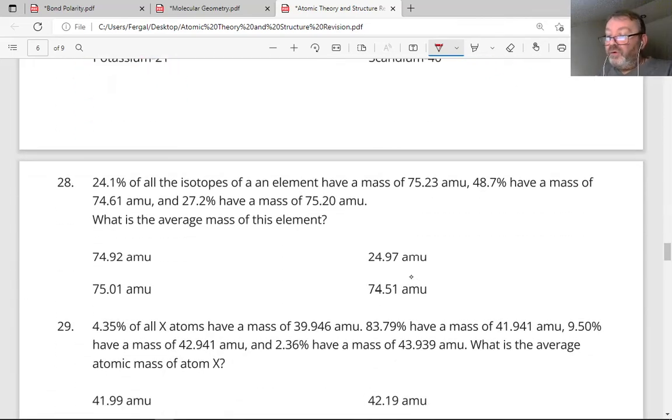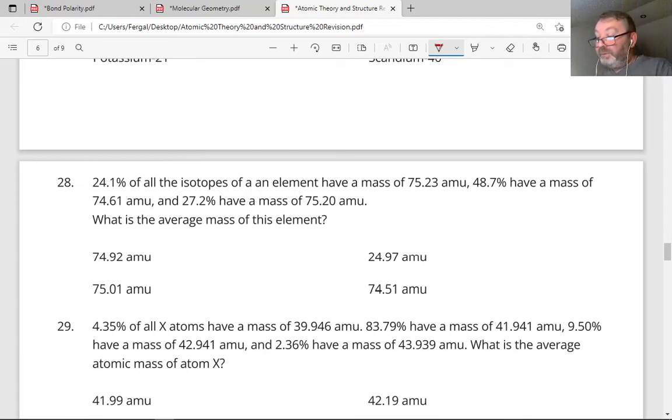28. 24.1 of all the isotopes of an element have a mass of 75.23. 48.7 have a mass of 74.61, and 27.2 have a mass of 75.2. What is the average mass of this element? Now, let's take a look and see. So, if I do this correctly, 24.1 multiplied by 75.23 plus 0.487, because don't forget percentages, you bring the decimal point back 2 spaces. So actually I should have said in the first one 0.241. Let me just do that again.